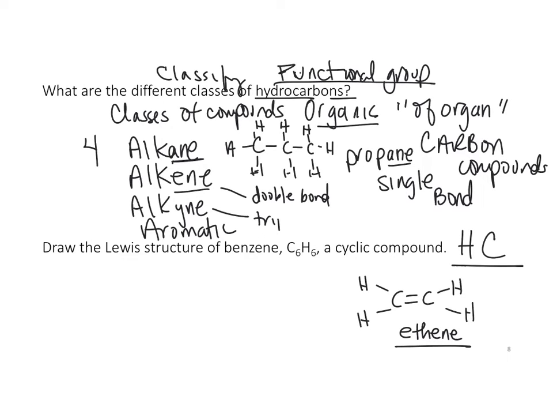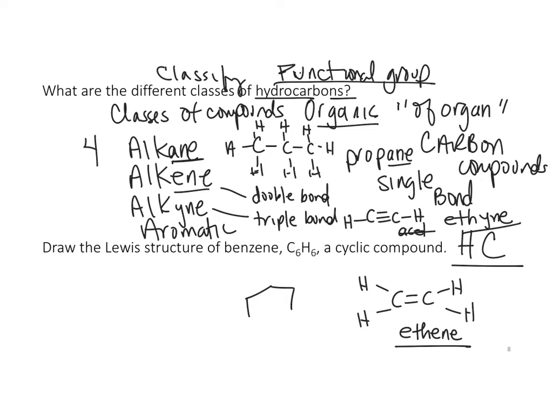Alkyne is a triple bond. So the world is full of alkynes, all kinds. So this is called acetylene. We'll also call it ethyne, Y-N-E. This is what's used as a gas. It gets very hot for welding. Aromatic is like benzene.